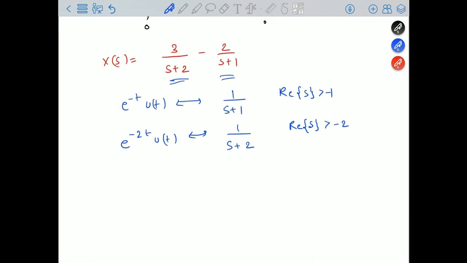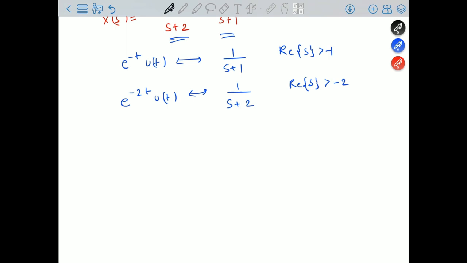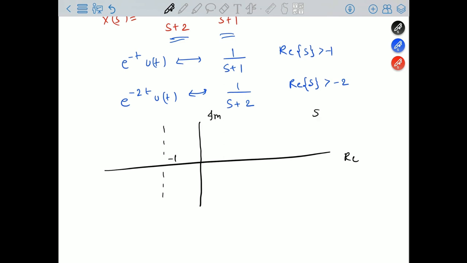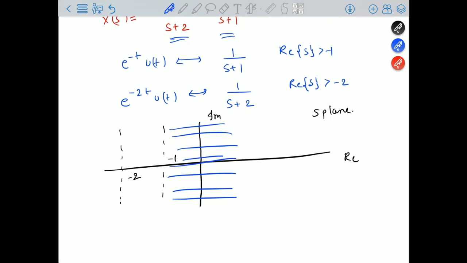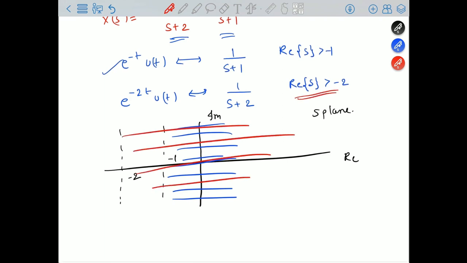So we need some common region of convergence. Let us plot the region of convergence for both cases to understand the common region. We have one value as minus 1; this is the real part, this is the imaginary axis, this is your S plane, and this value is minus 2. For the first case, the region of convergence will be the real part of S greater than minus 1. These are the valid values of S for which the transform of e^(-t) u(t) is defined. For the second case, it is the real part of S greater than minus 2, so this whole region will be valid.